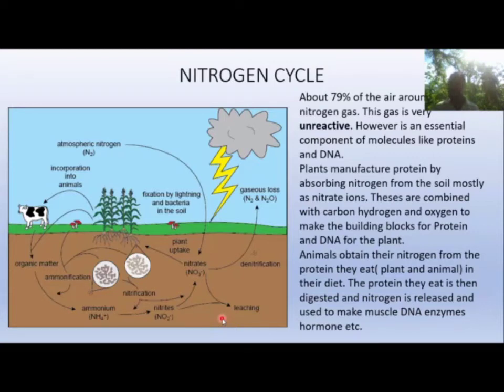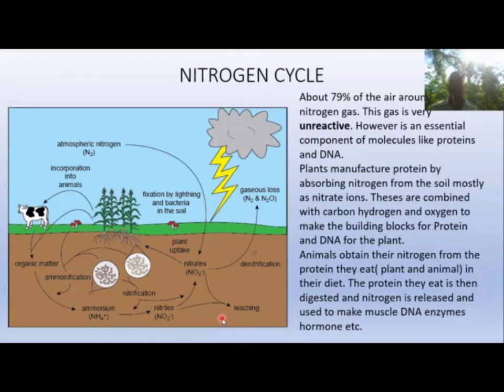So what these do is combine carbon, hydrogen and oxygen to make building blocks for proteins, right? And the DNA for plants. So that's what the plants do. They take the nitrogen from the nitrates, and combine it with carbon, hydrogen and oxygen to make proteins and DNA.